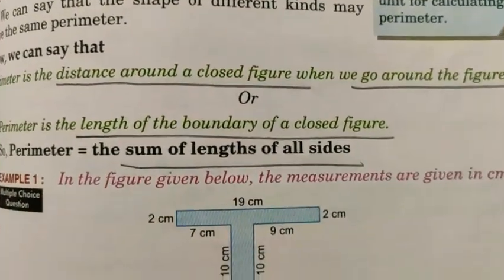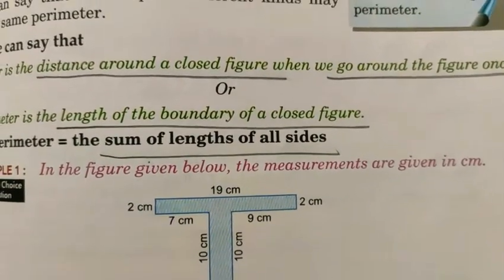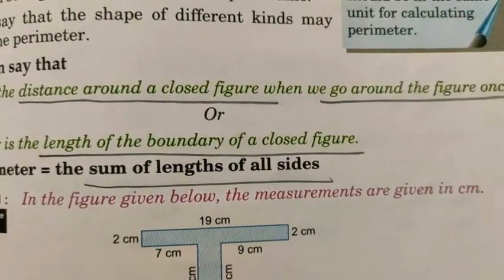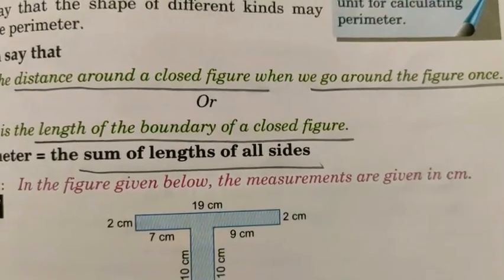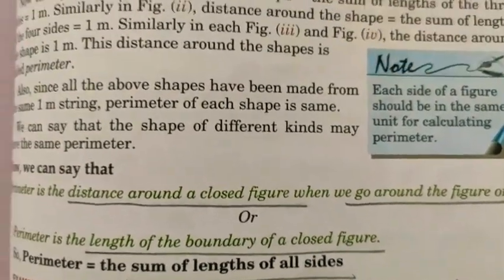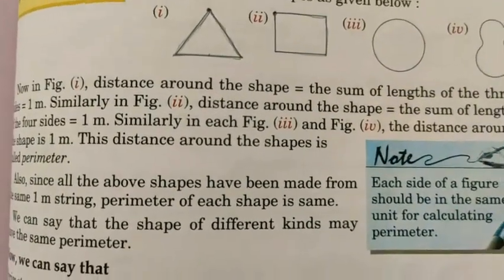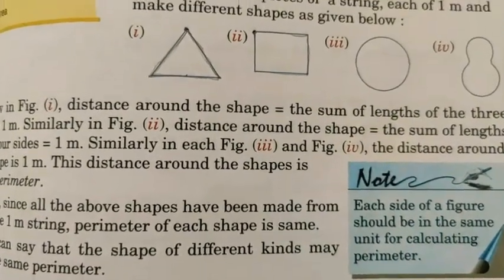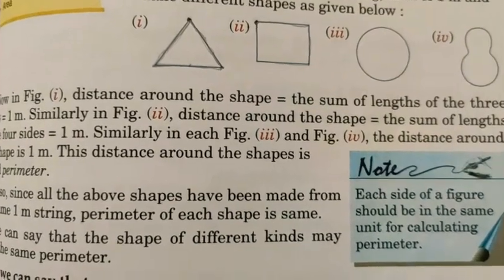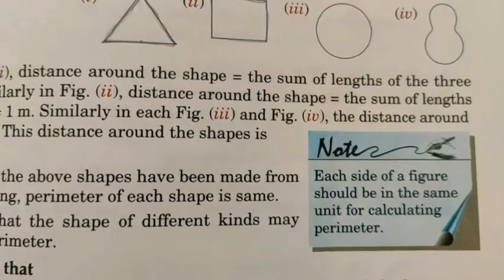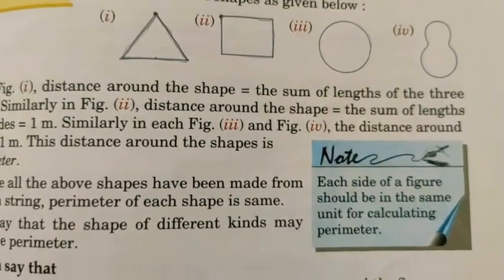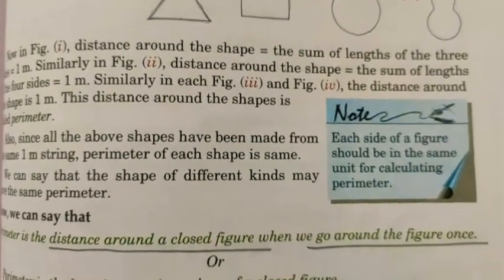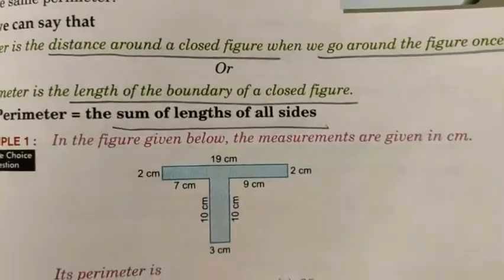So if you have to find the perimeter of any closed figure, you have to simply add all the sides, right? তাহলে perimeter কি? যে একটা ক্লোজড ফিগারের যে বাউন্ডারিতে থাকছে সেই বাউন্ডারির টোটাল লেন্থটা হচ্ছে পেরিমিটার. দ্যাট মিন্স দ্য সাম অফ দ্য লেন্থস অফ অল সাইডস.